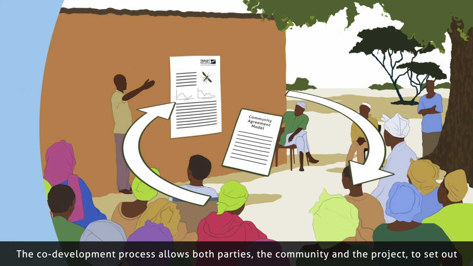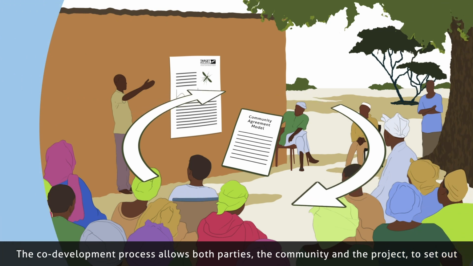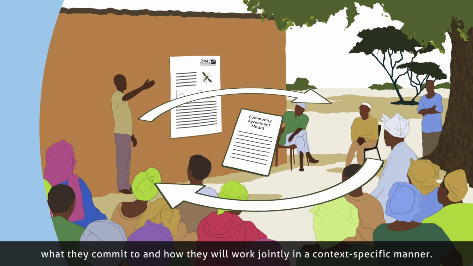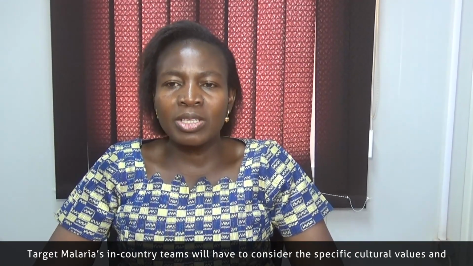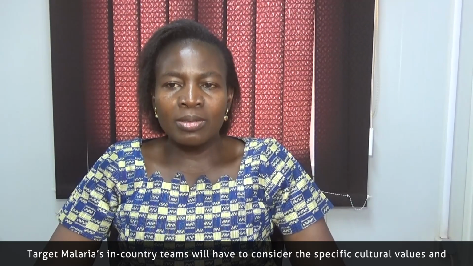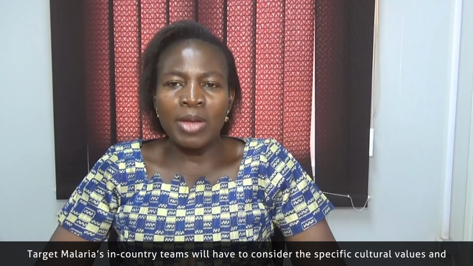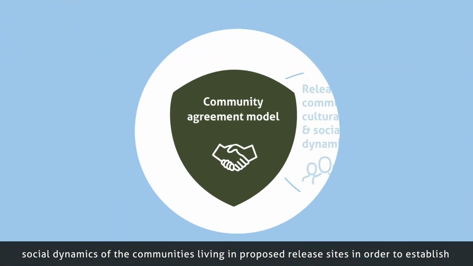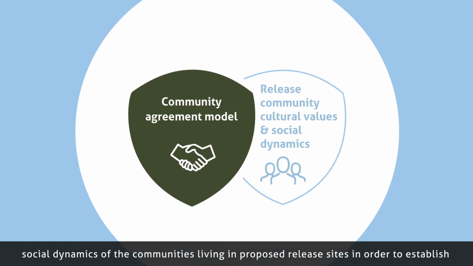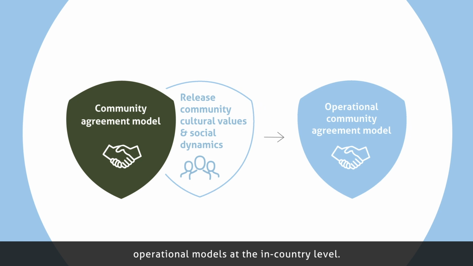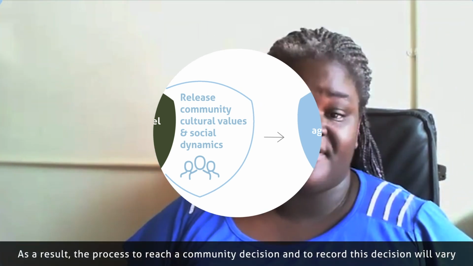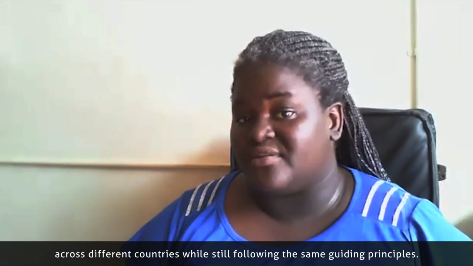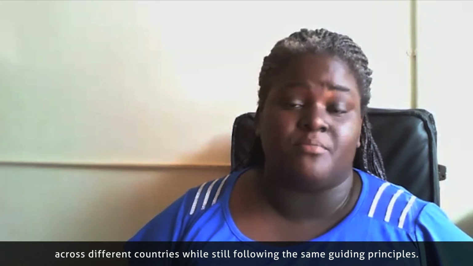The co-development process allows both parties, the communities and the project, to set out what they commit to and how they will work jointly in a context-specific manner. Target Malaria in-country teams will have to consider the specific cultural values and social dynamics of the community living in the proposed release site in order to establish the operational model at the in-country level. As a result, the process to reach a community decision and to record this decision will vary across different countries while still following the same guiding principles.